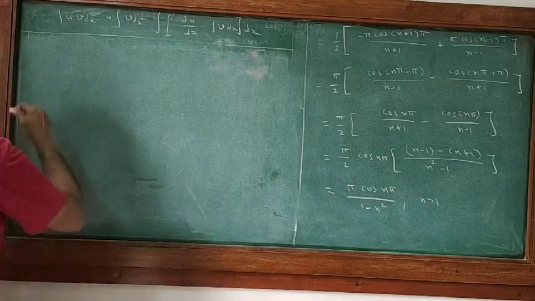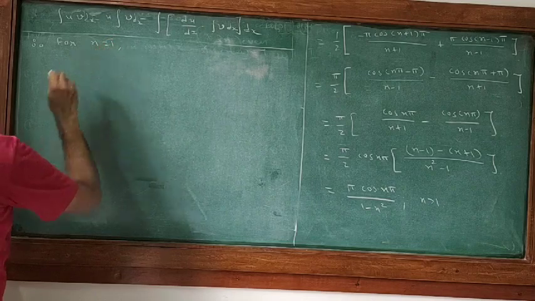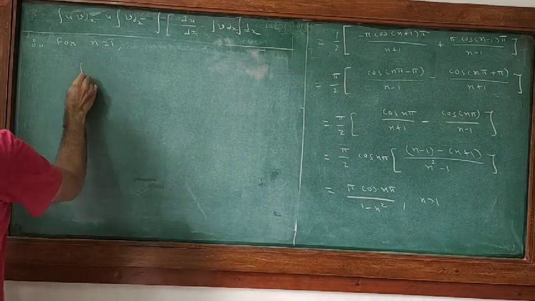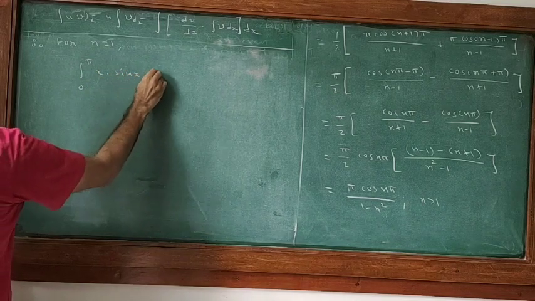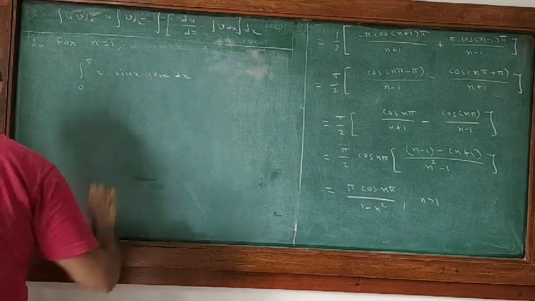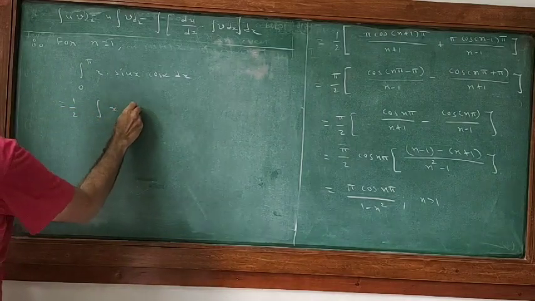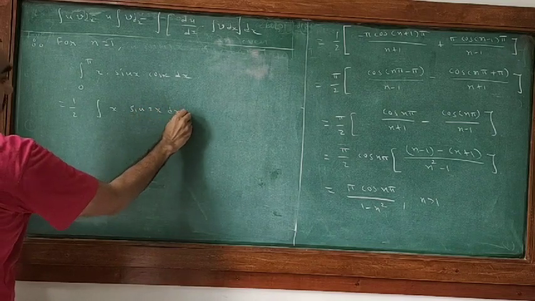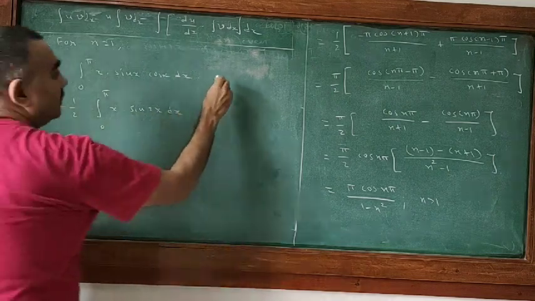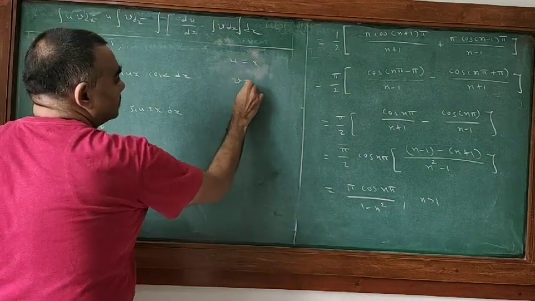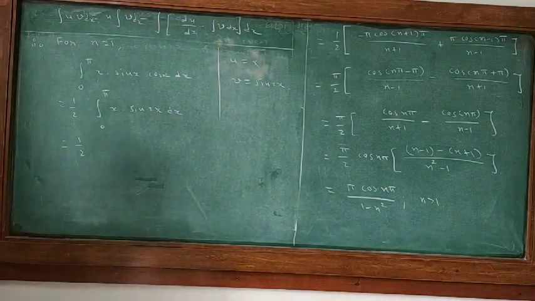Therefore, for n equal to 1, the integral of x sin x cos x dx is 1 by 2 x sin 2x dx. Here again u equal to x, v equal to sin 2x.